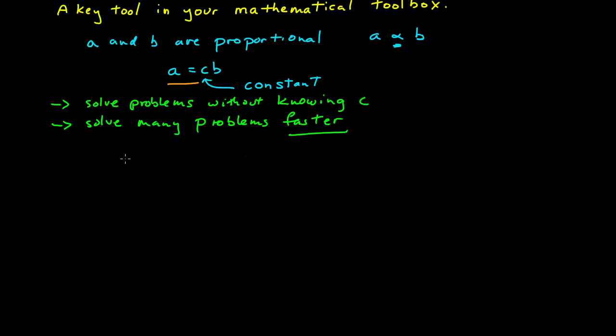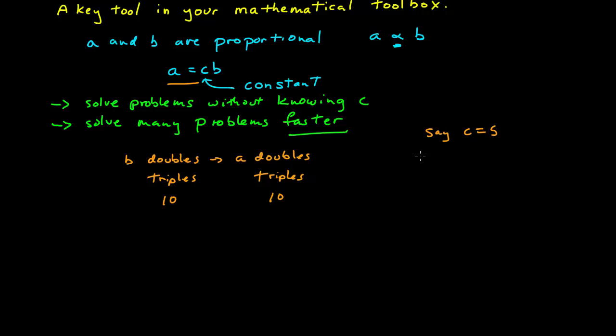It means, first of all, that if B doubles, that implies that A doubles. If B triples, then A triples. If B goes up by a factor of 10, then A goes up by a factor of 10. Let's say, for example, that C is equal to 5. If we were to look at a table of A and B, if we say B is equal to 1, 2, 3, and 4, then A is equal to 5, 10, 15, and 20.